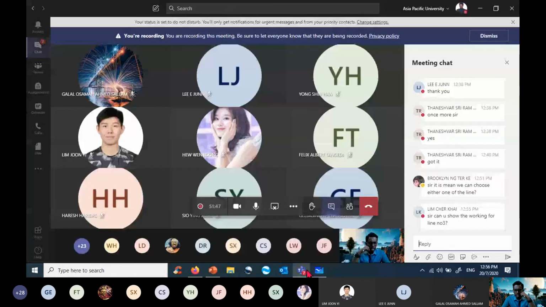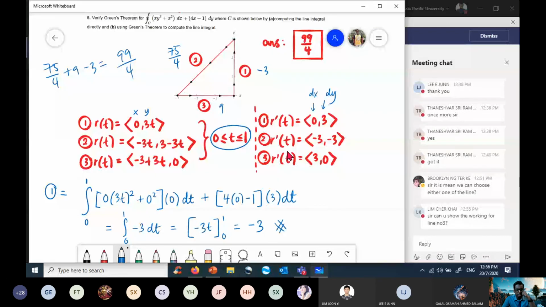Can you show the working for line number 3? Let me look at line number 3. Okay, this part, line number 2 should be the hardest actually, but if you want to know line number 3, yeah, why not?